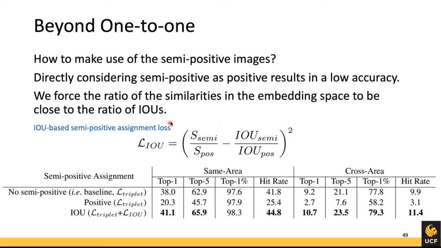So we propose a method to take care of this problem. That is, we force the ratio of the similarity in the embedding space to be close to the ratio of the intersection over union. So basically, we use the intersection over union to weight the similarity accordingly, not just blindly treating them as positive, but weighting them based on the IOU ratio. As you can see there, the performance is able to improve compared to not using these semi-positive references.